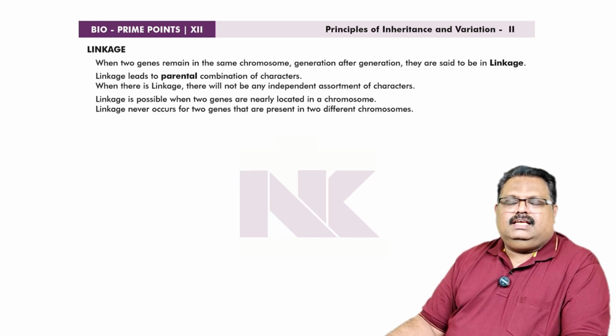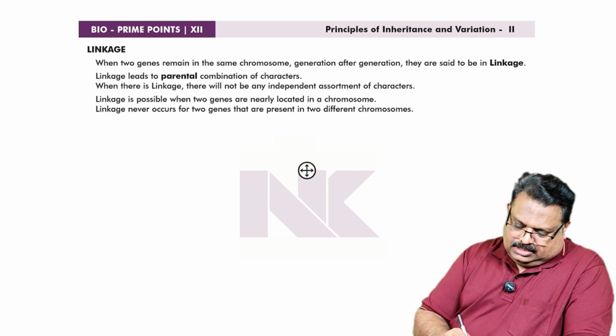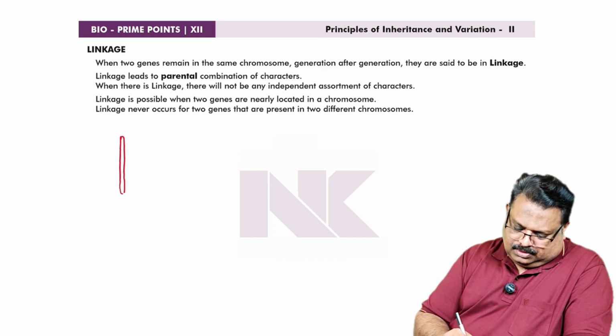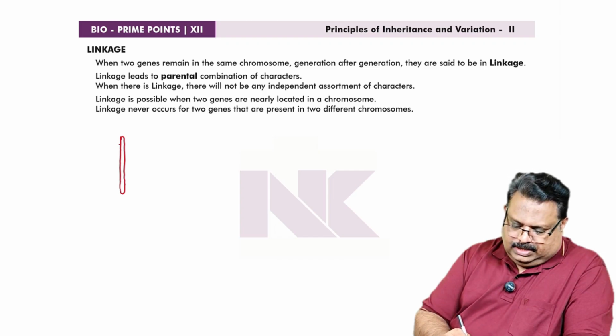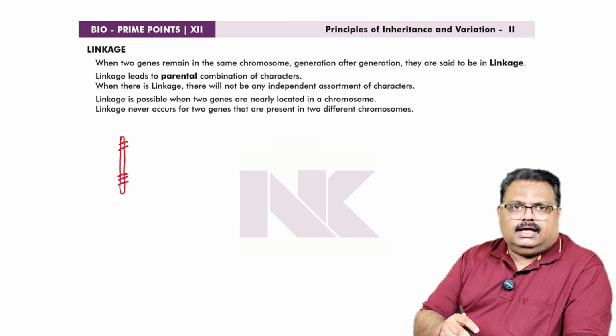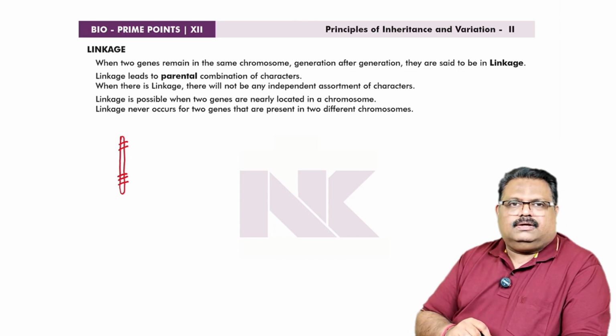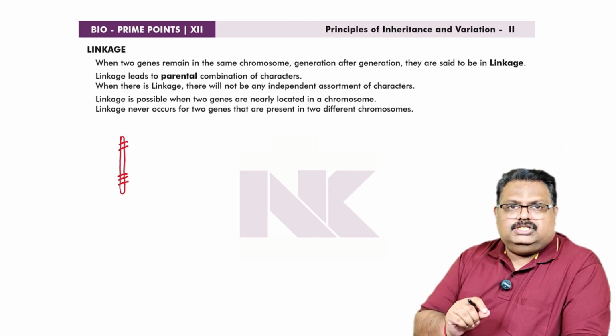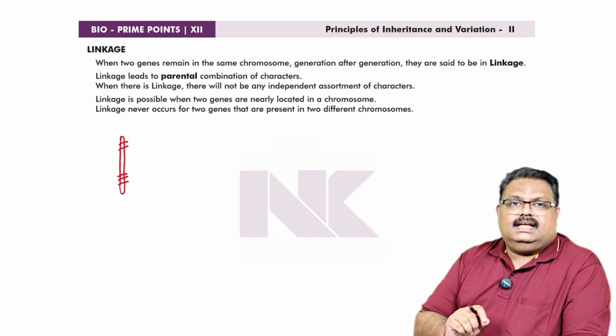Linkage means the physical association of genes in a chromosome. For example, this is one chromosome. The first gene may be here, the second gene may be here, third gene may be here, fourth one here, so that in a chromosome, the genes are arranged at different locations. The particular location of a gene in a chromosome is designated as locus.